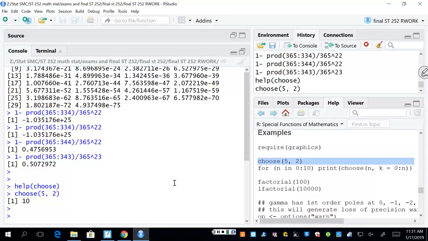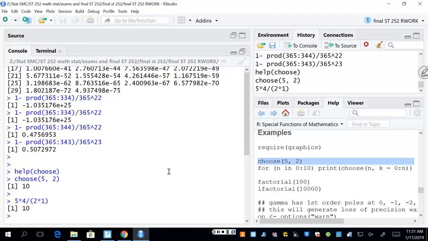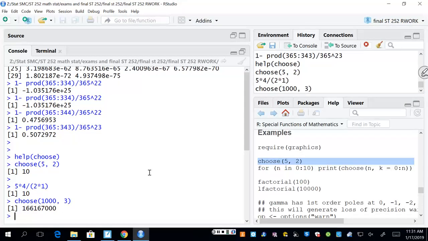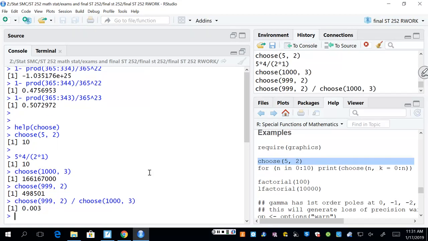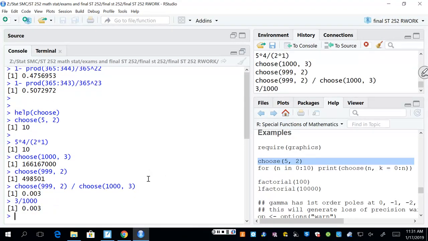Or choose a number of 10, right? So 5 times 4 divided by 2 times 1 is our 10. So choosing 3 out of 1,000 is this huge number of surveys that are possible. Pressing the arrow keys can help you go up and down through those, so it can save you some typing. Choose 3, and that's 0.00, which is 3 out of 1,000. So this choose mathematical function is built into the program, and for some things that can make computations easier.